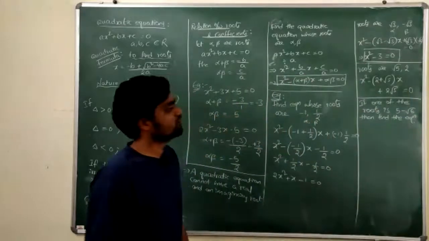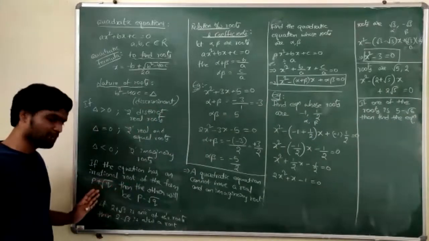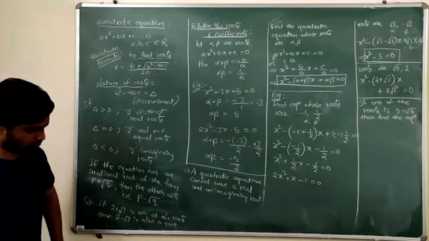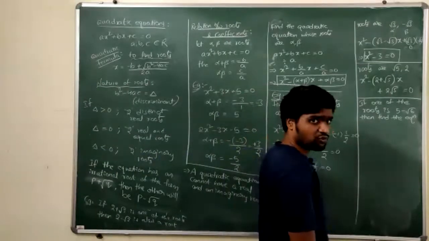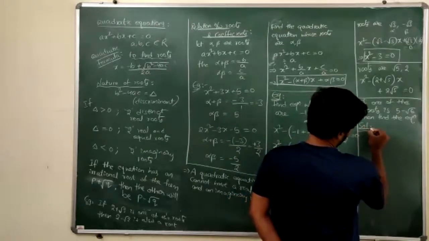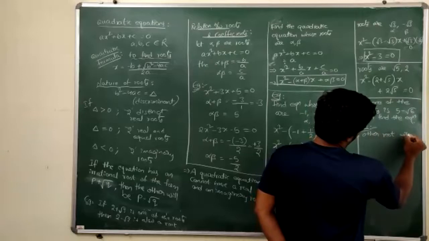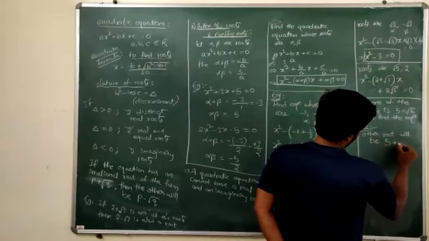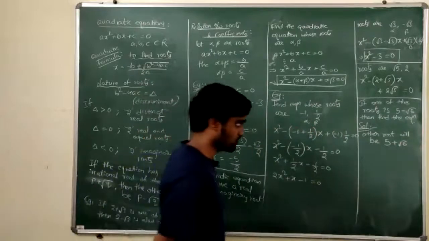Okay then. If one of the roots is 5 minus root 6, observe this. If the equation has an irrational root of the form p plus root q, then the other will be of the form p minus root q. Understood that? If one of the roots is 5 minus root 6, the other root will be 5 plus root 6. Understood?